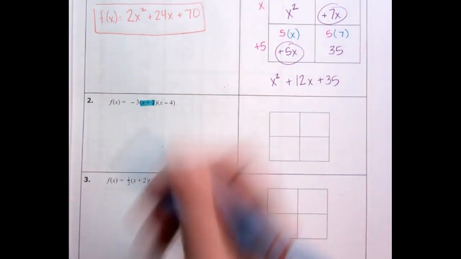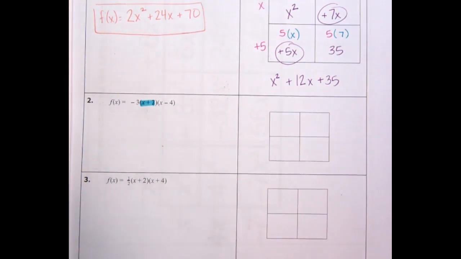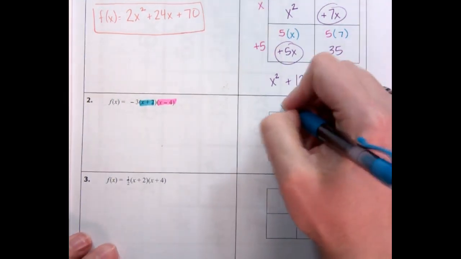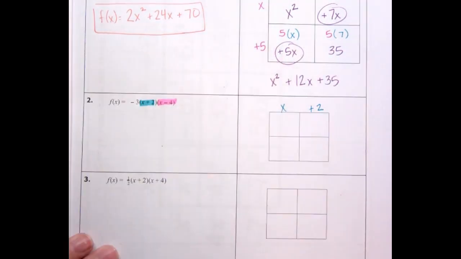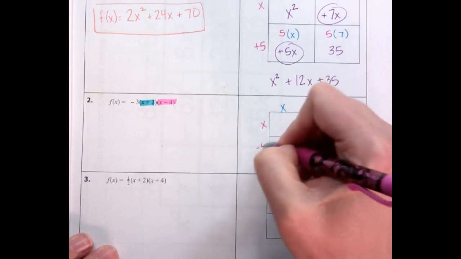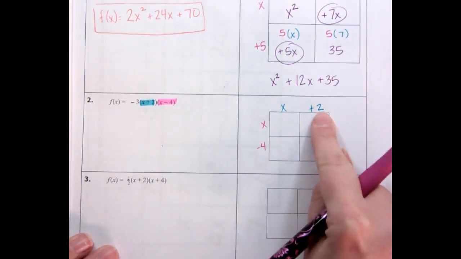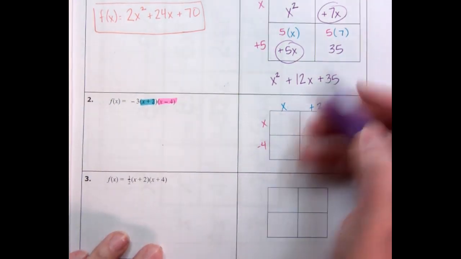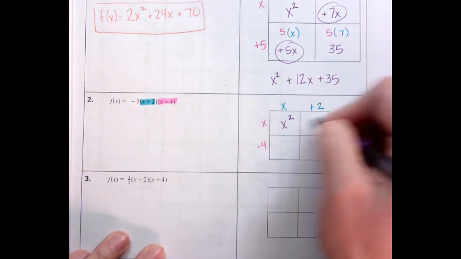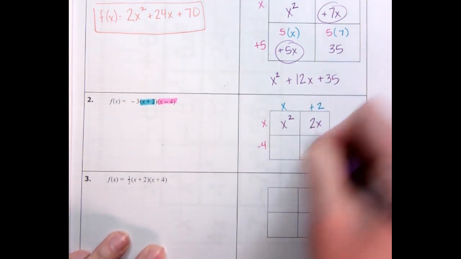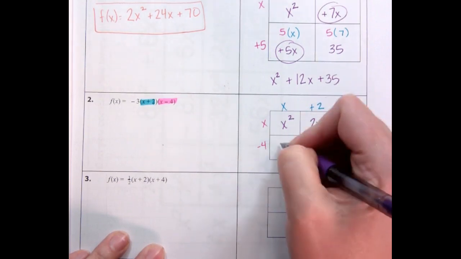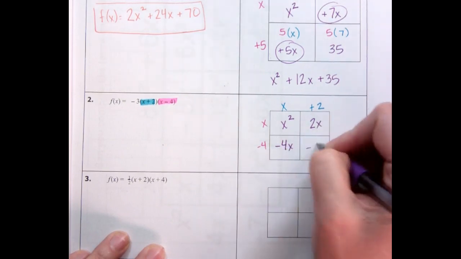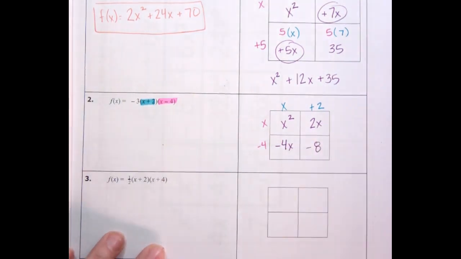Okay, same thing. I'm going to multiply the parentheses first. So that one and this one. And it actually doesn't matter what order you write them in. So x plus 2, x minus 4. So you could have put x minus 4 up here, and you could have put x plus 2 along the side. Either way, x times x is x squared. X times 2 is 2x. Negative 4 times x is negative 4x. Negative 4 times positive 2 is a negative 8.